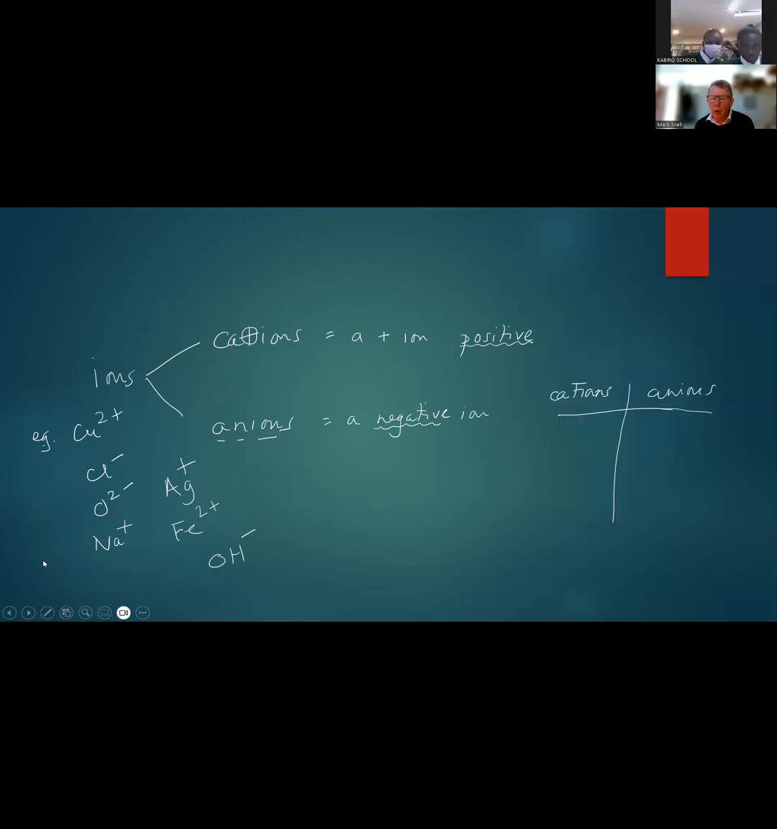So all the cations are positive. That will be Cu2+, Na+, Ag+, Fe2+, and all the anions will be negative. That's all these like that. Okay, that's good. Well done.